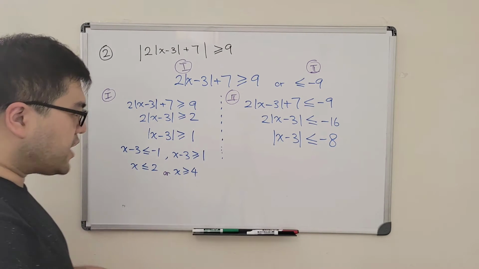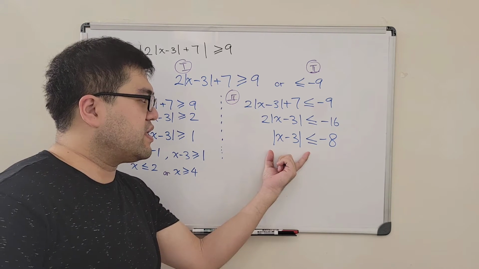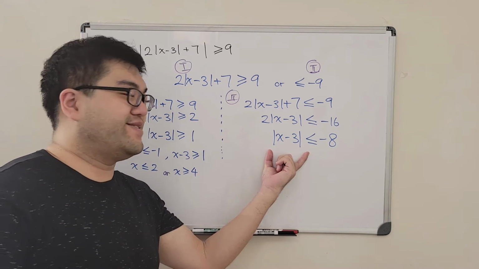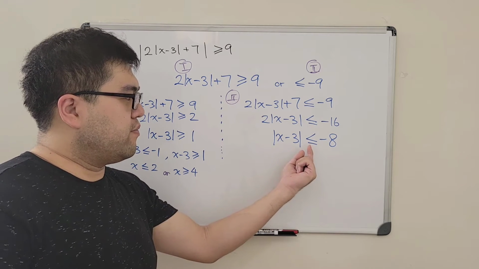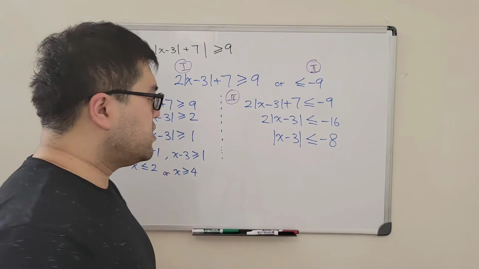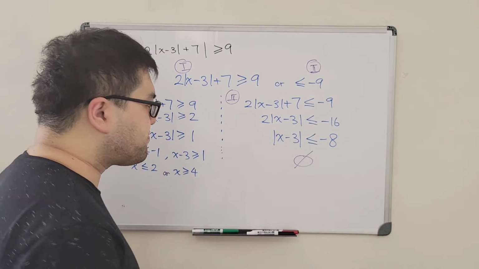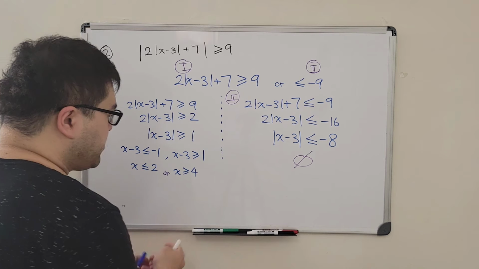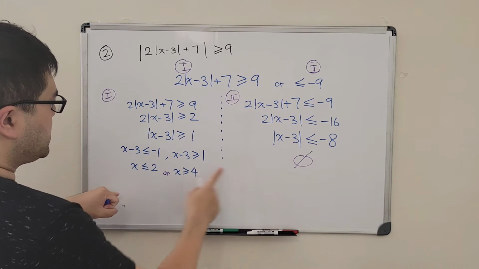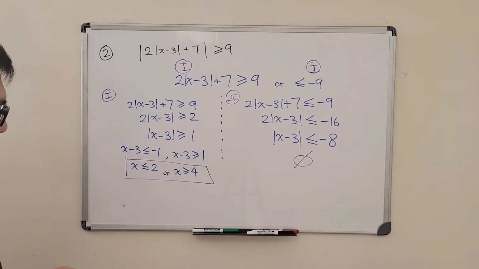But notice, by the definition of absolute value, the left-hand side has to be non-negative, meaning that the minimum of the left-hand side is 0. And we know that we cannot have 0 being less than or equal to -8. So for the second case, we actually get no solution. Therefore, if we combine both cases together, we get the solution will be x is less than or equal to 2 or x is greater than or equal to 4. Let's move on to the third one.